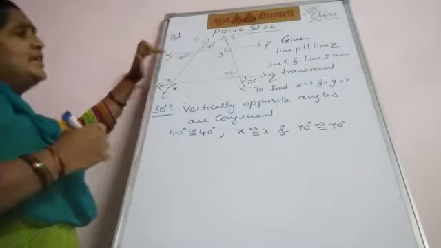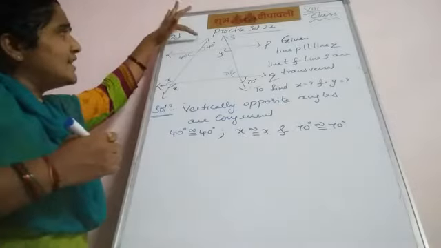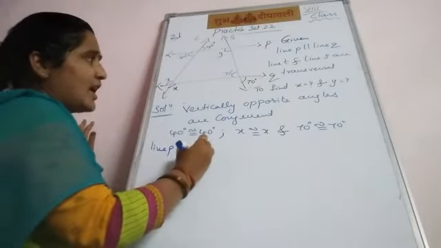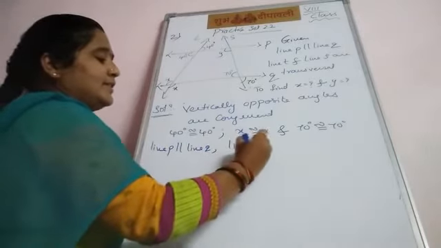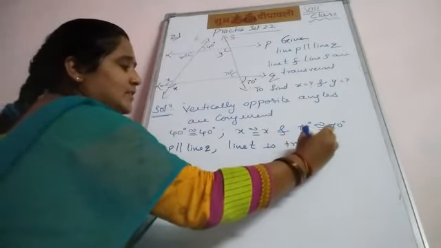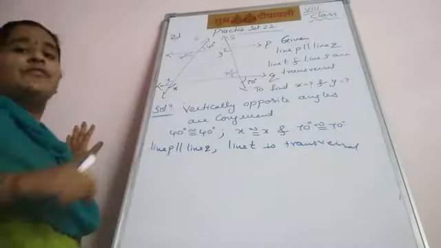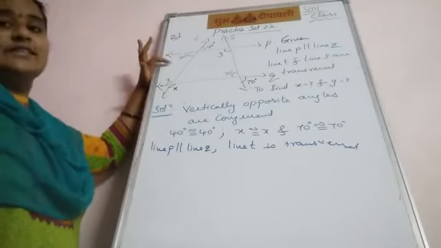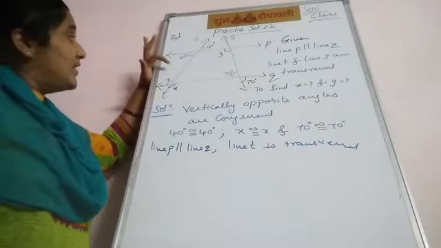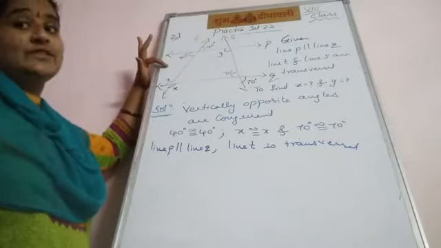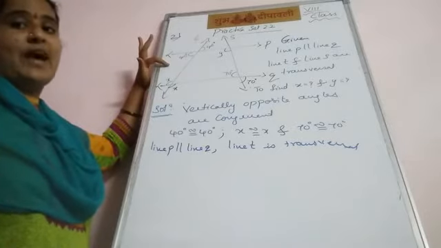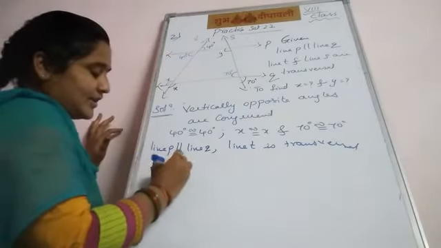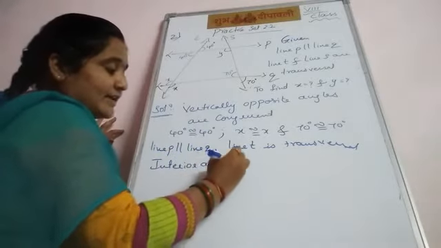Now here line P is parallel to line Q. I am taking the transversal T. Line P is parallel to line Q, and line T is the transversal. So we can find the value of x. See, 40 degrees and x are the interior angles on the same side of the transversal. In the previous video we learned the properties of angles made by a transversal and two parallel lines: interior angles are supplementary.